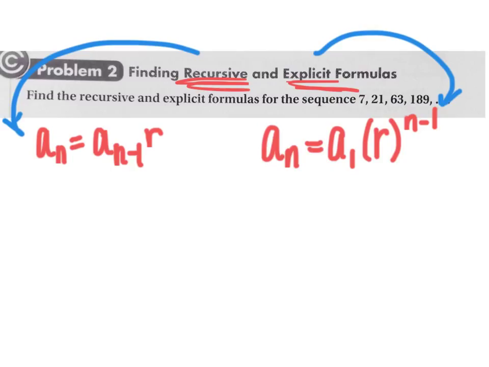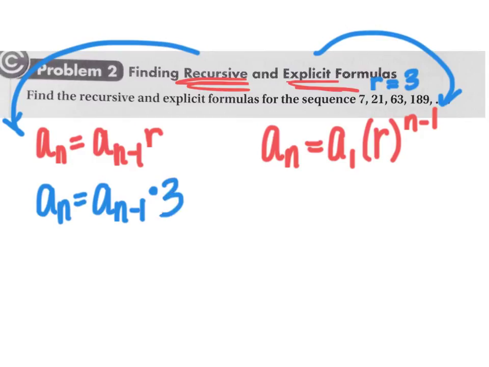So for A sub N, at the moment, they're not asking me for any term. They just want the formula. So I'm going to leave A sub N and A sub N minus 1 just like it is. And all I have to do for the recursive formula is say what's the common ratio. So we need to take a look at our sequence. It goes 7, 21, 63, 189. And the common ratio is going to be 3. So R equals 3. So for the recursive formula, A sub N equals A sub N minus 1 times 3.